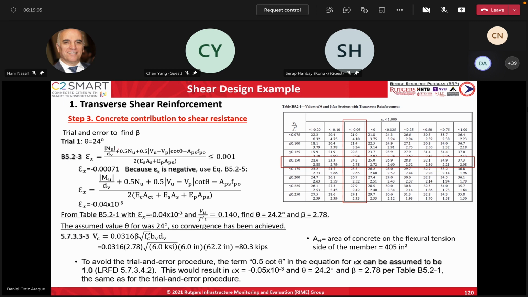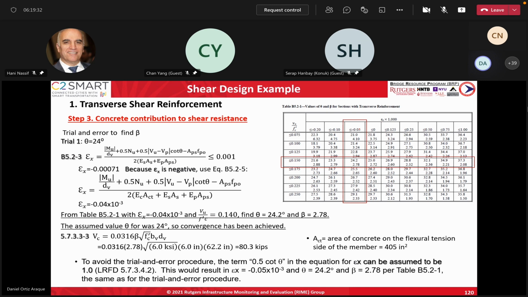Based on the modified compression field theory, we calculate εx. But since εx is negative, we need to use a correction. The correction is right here, and then we get the real εx. In AASHTO, we have a table, B5.2-1, where it shows the different values. Let's go through it.